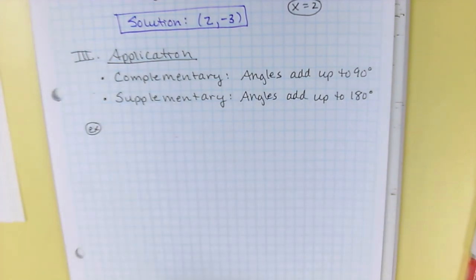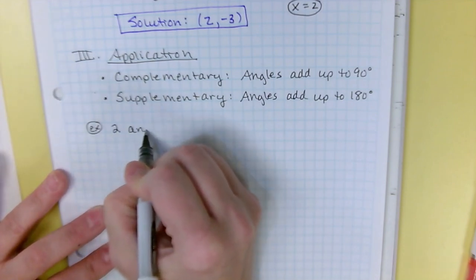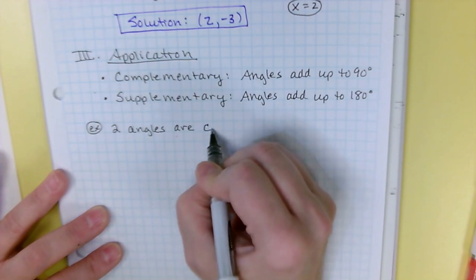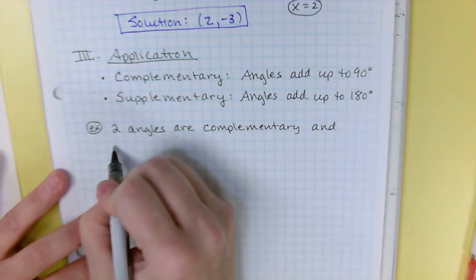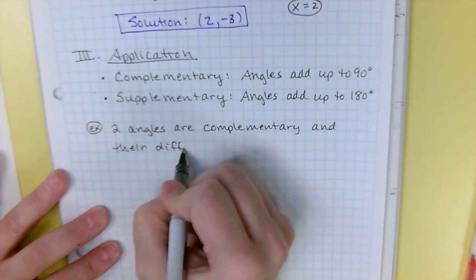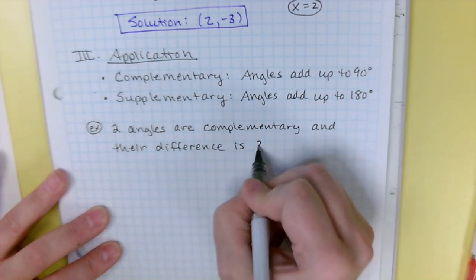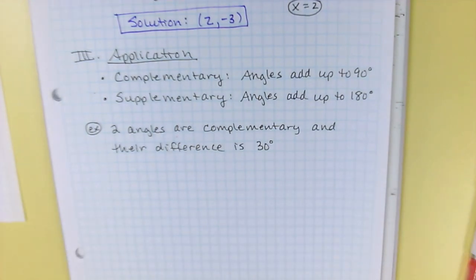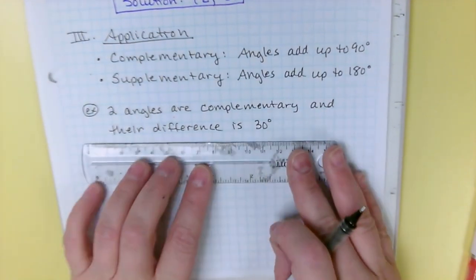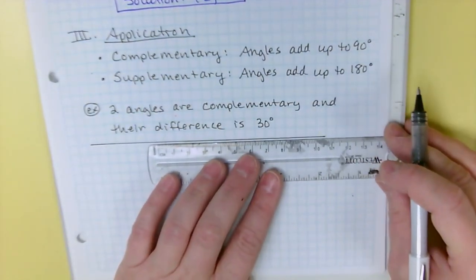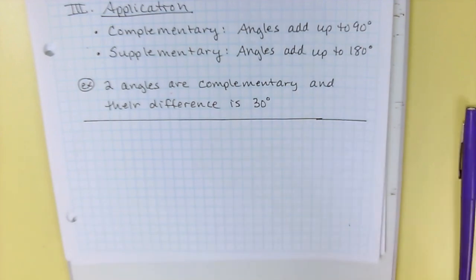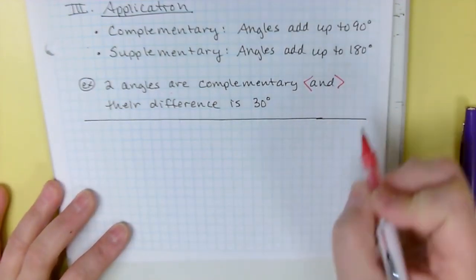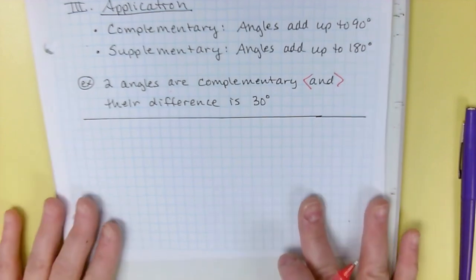All right, so we're going to write an example. The example says 2 angles are complementary. And then skip a line, and their difference is 30 degrees. 2 angles are complementary and their difference is 30 degrees. Okay, so on these, sometimes they'll have 2 sentences, 1 sentence per equation. Other times they'll use the word and that will separate out equation 1 from equation 2. So that might help you put this together.